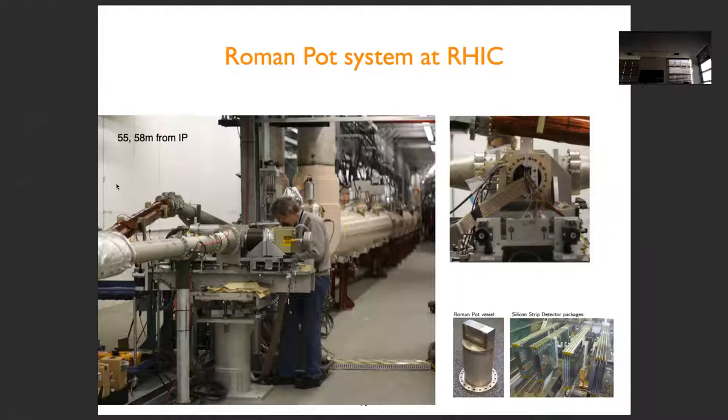So you kick something out of the beam. Yes, the collision kicks something out of the beam at the largish angle. That's where we have a focusing magnet after the collision point. The Roman pots are 50-some meters downstream.